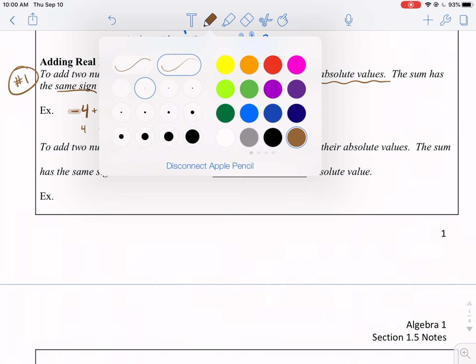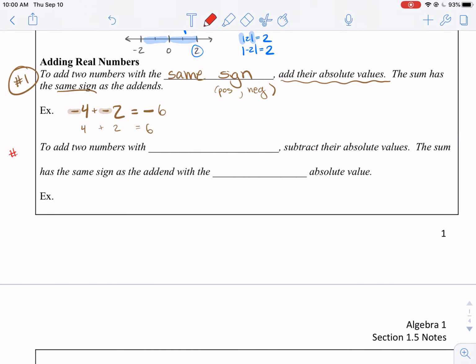And our next example is if we have 2 numbers with different signs.